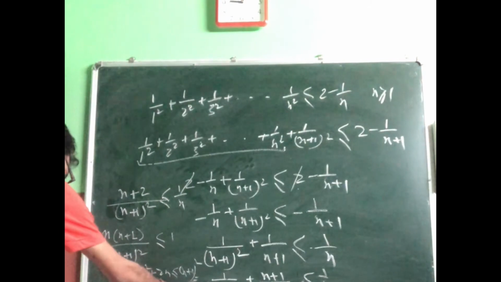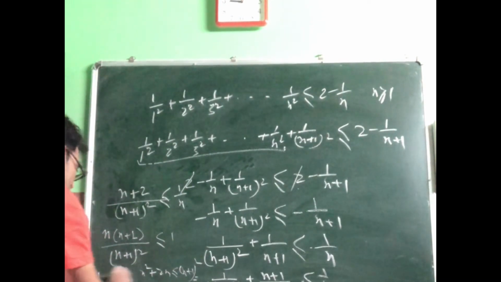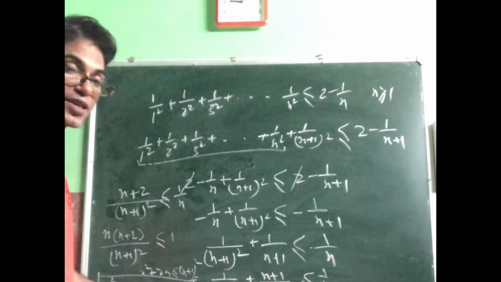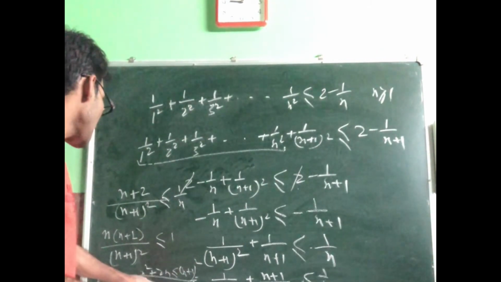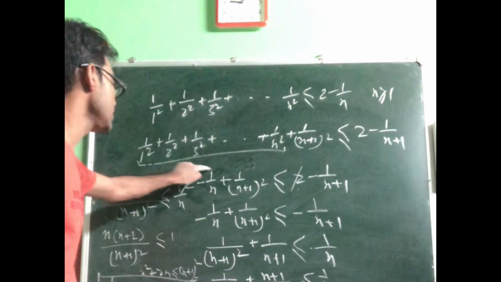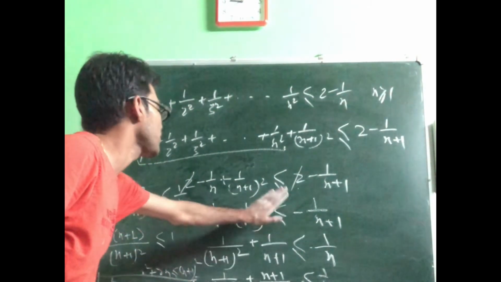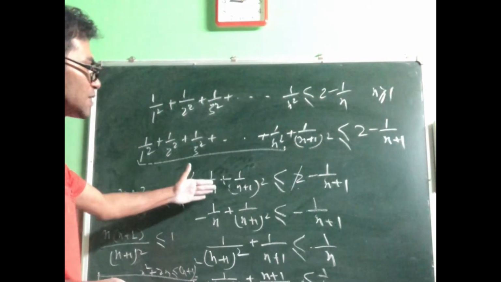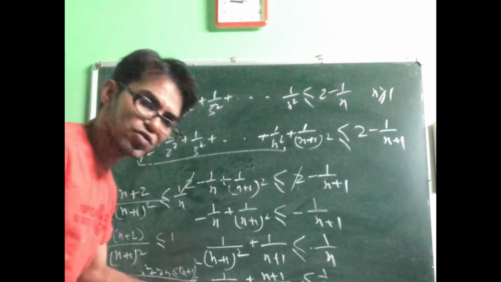So we should have started from this step, that n² + 2n + 1 is greater than or equal to n² + 2n, and from there we should have proceeded this way and finally would have come to this conclusion. So this is another way of solving the problem.